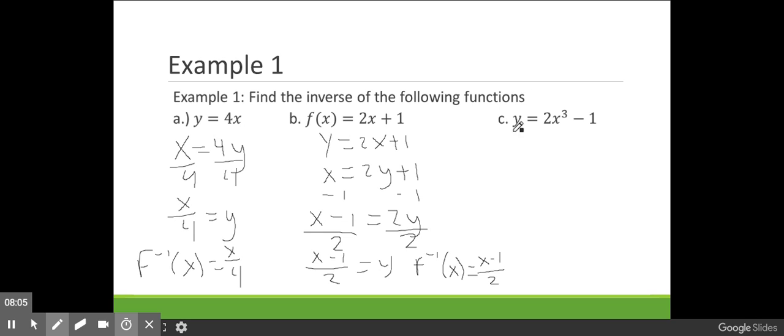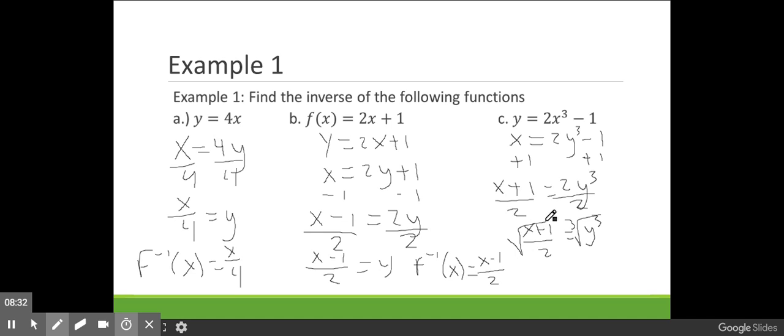And our last example, once again, we start with y, so we switch x and y. And then we're going to solve for y. Add 1 to both sides. We get x plus 1 equals 2y to the third. We're going to divide everything by 2. X plus 1 over 2 equals y to the third. And now we are going to take the cube root of both sides, and this cube root should cover the entire fraction. So our inverse is the cube root of x plus 1 over 2.